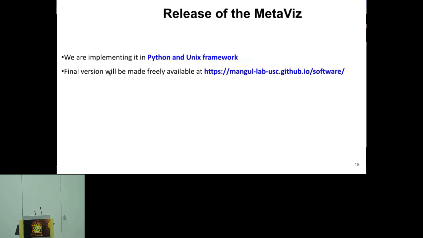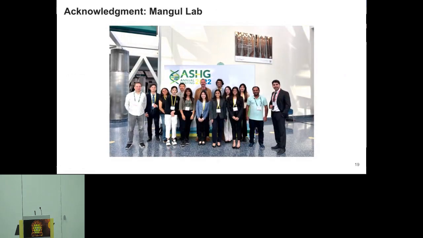MetaViz is being developed in a Python and Unix framework, and it will ultimately be available on GitHub. So this is our team.